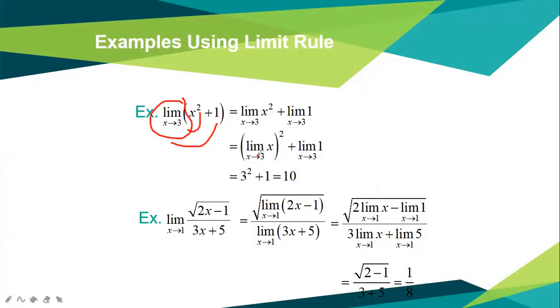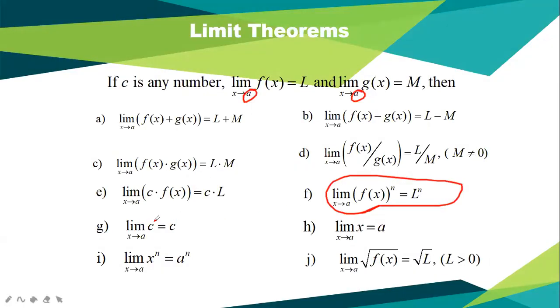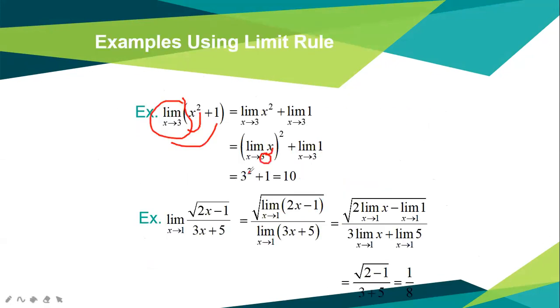So we have the limit of x as x approaches 3, squared, plus the limit of 1 as x approaches 3. We can substitute the value of 3 for the variable. So we have 3 squared plus 1. Since 1 is a constant, by the constant rule the limit of a constant as x approaches a is equal to the constant number. So the limit of 1 as x approaches 3 is equal to 1. So 3 squared is 9, plus 1 is 10.